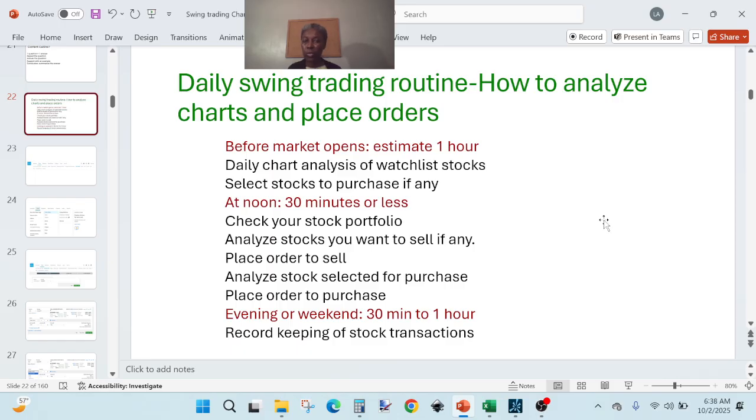But that could take about 30 minutes during your lunchtime, and then in the morning, if you wake up early, you can spend an hour to analyze the stocks. And in the evening or during the weekend, you can do your record keeping. Estimate about 2 hours a day to do all those 3 phases of your swing trading task, and just view it like a part-time job that will pay you something.